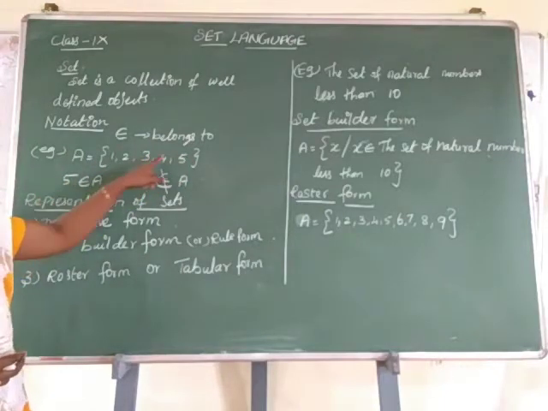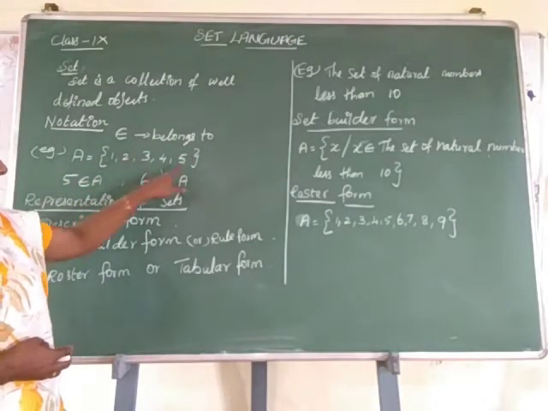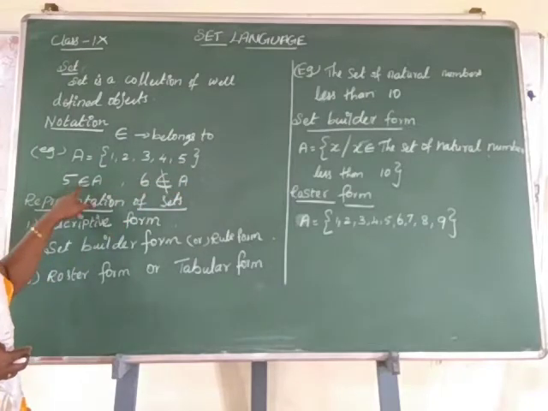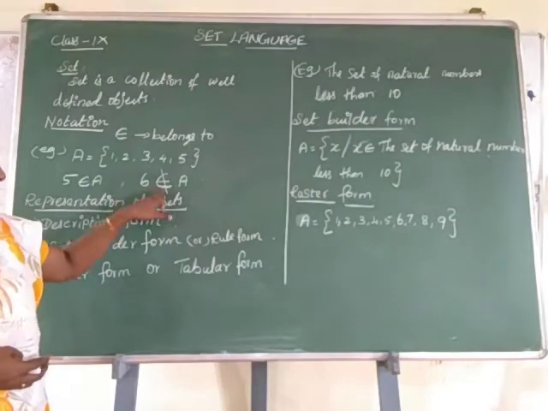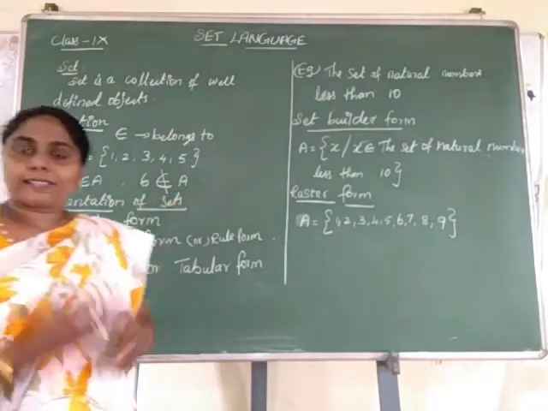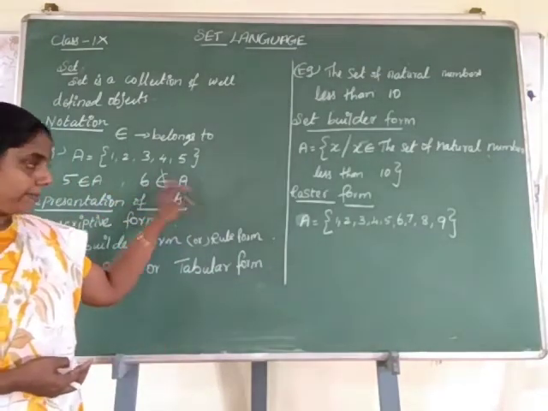Does 5 belong to the set A? Yes. 5 is inside the set A. So 5 belongs to A. But 6 does not belong to A. So 6 does not belong to A. If it does not belong, you have to use this symbol.